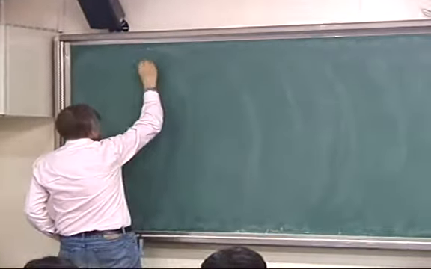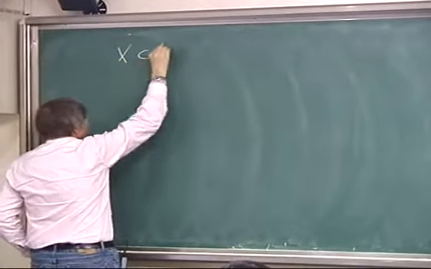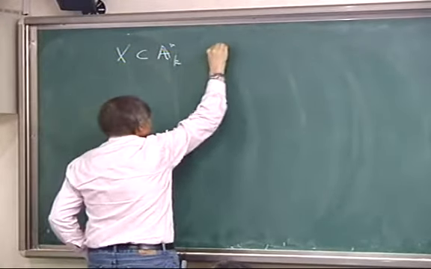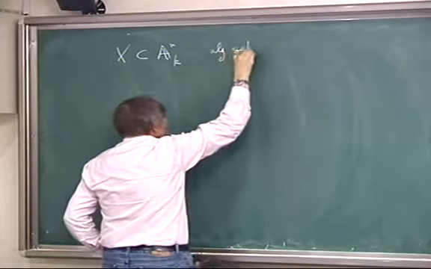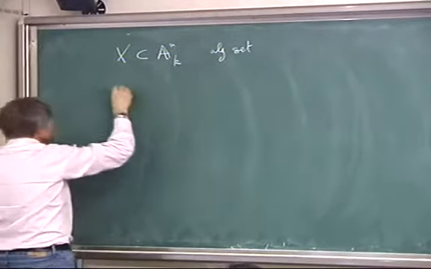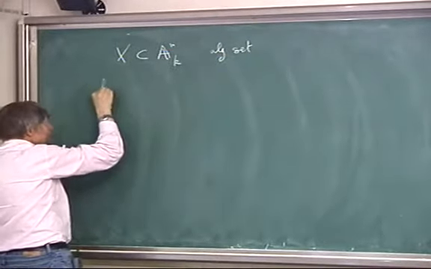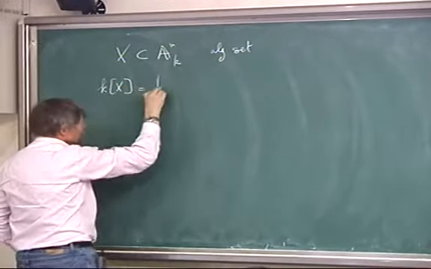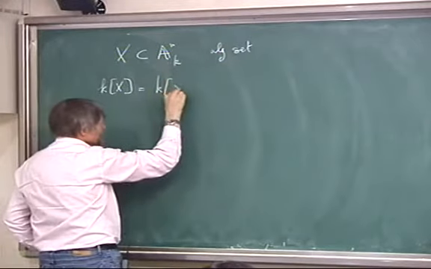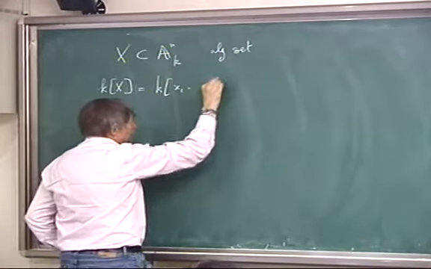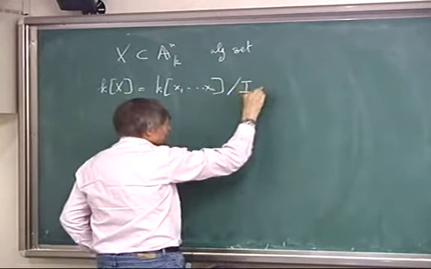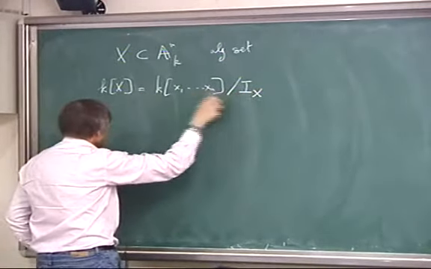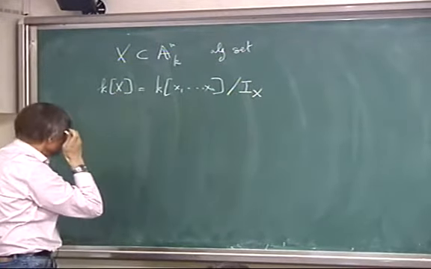I repeat this definition I had last time. So if I've got an algebraic set X, then we write k[X]. So this is the polynomial ring in the given variables divided by I(X). So I(X) is the set of all polynomial functions that vanish on X.